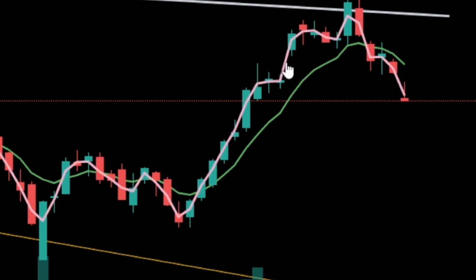The VWAP I just started using probably within the last 9 months. I came across it and I started implementing it and putting it in my charts to test. So I've tested this thing for about 9 months, and what I'm seeing is extremely good results and very reliable information.